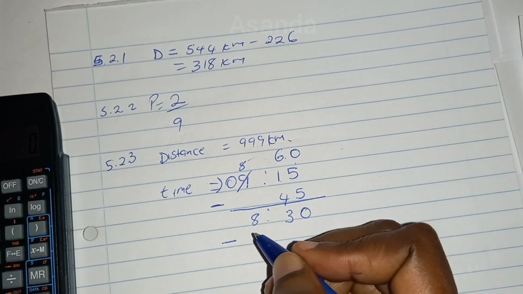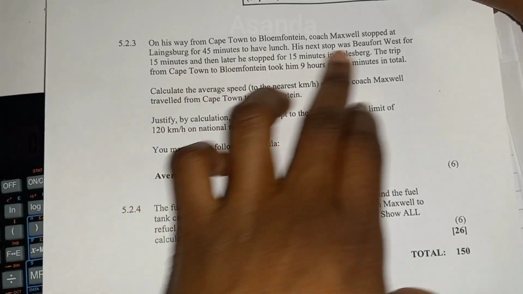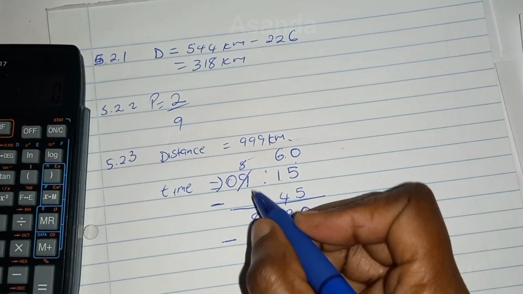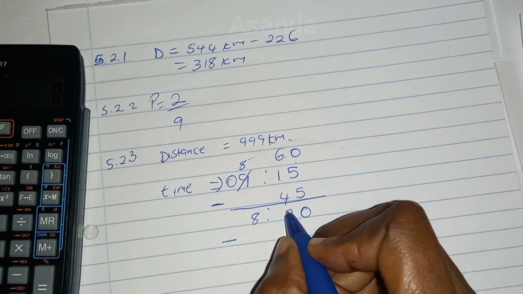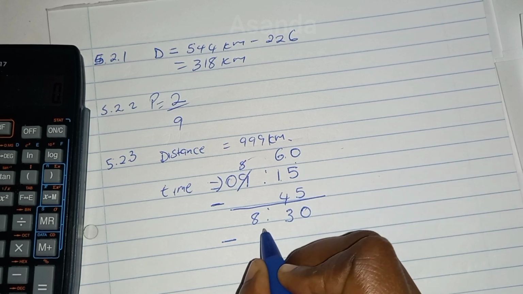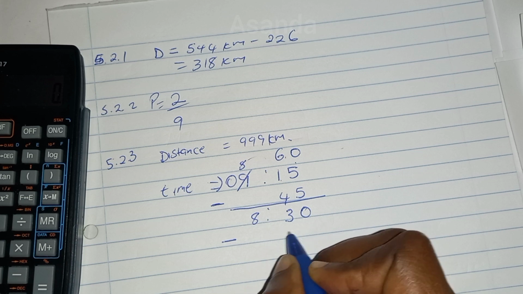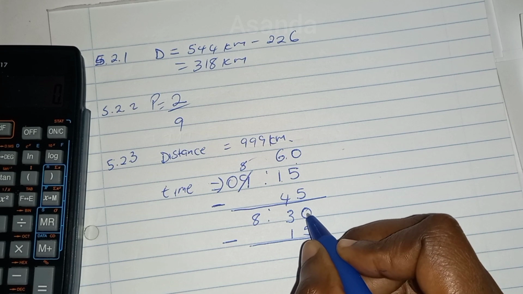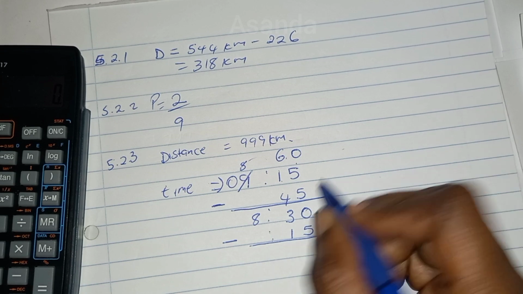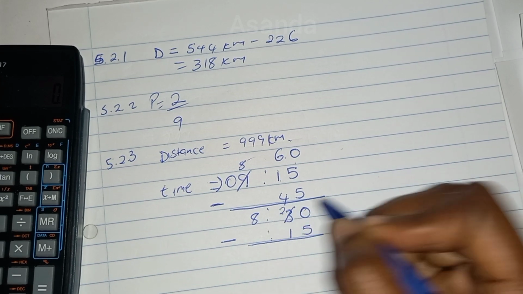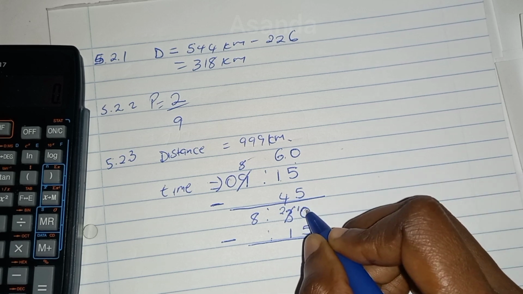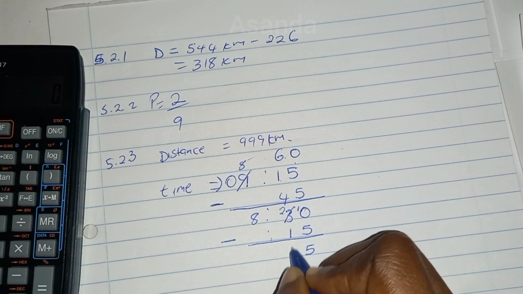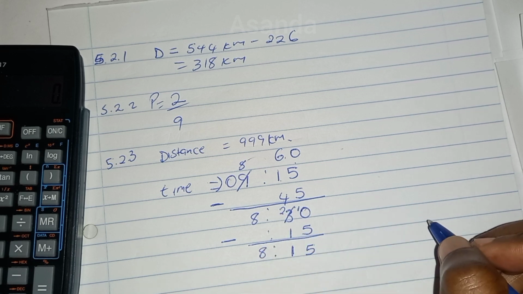Now, they said that he also stopped at Beaufort West for 15 minutes. I've been there at that garage at Beaufort West. So we minus another 15 minutes, and then we can't say 0 minus 5, so we're just going to borrow right here. We're not going to hours, so that's going to be 10. 10 minus 5 will be 5. 2 minus 1 will be 1, and that's 8 hours and 15 minutes, right?